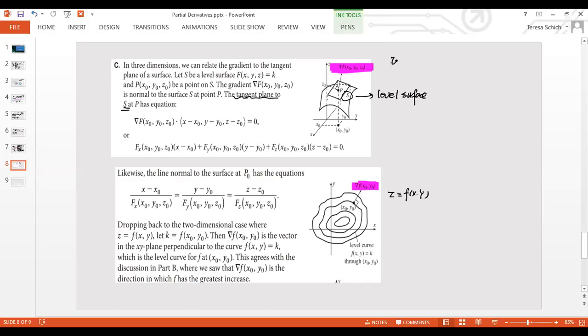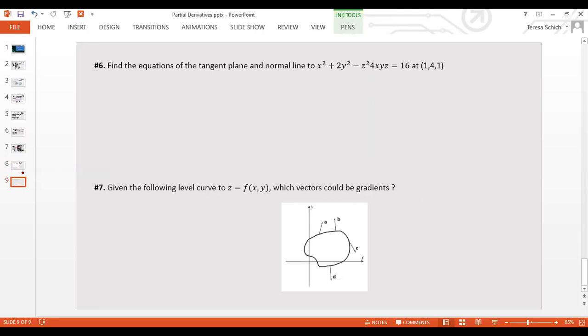Here you have w equals f of x, y, z, so you are in R4. When you have a level surface, you drop to R3, but it's the same idea. The gradient vector is going to be perpendicular to either the level curve in R2 or the level surface in R3. That's it.